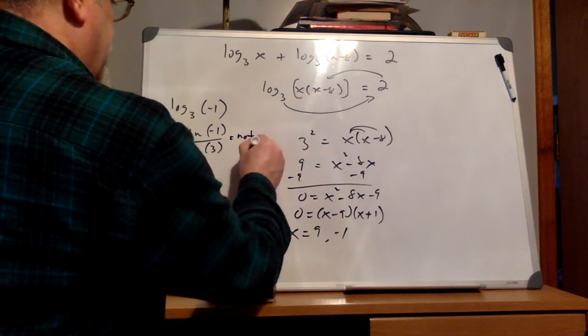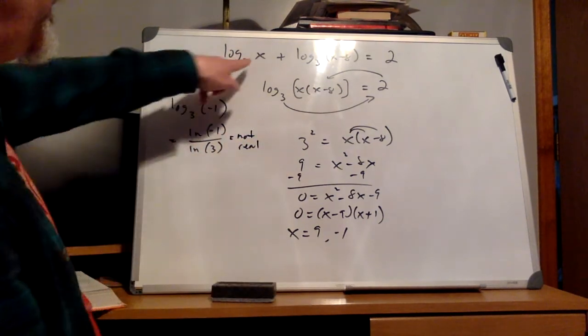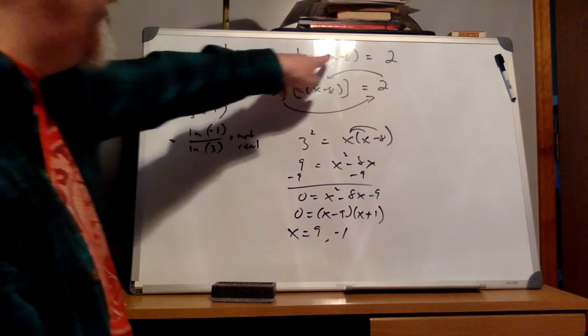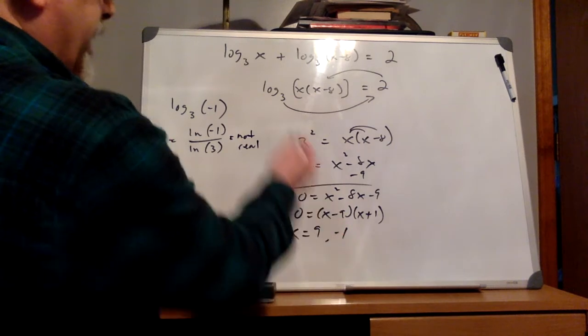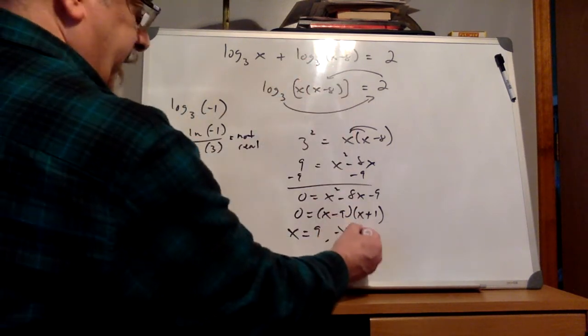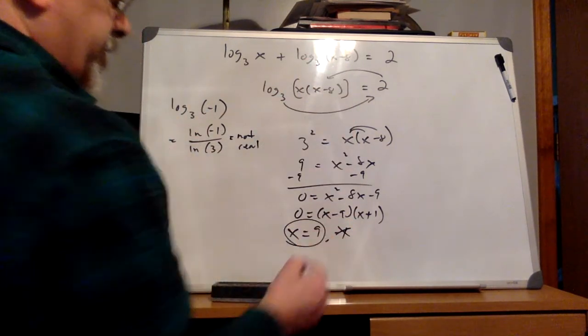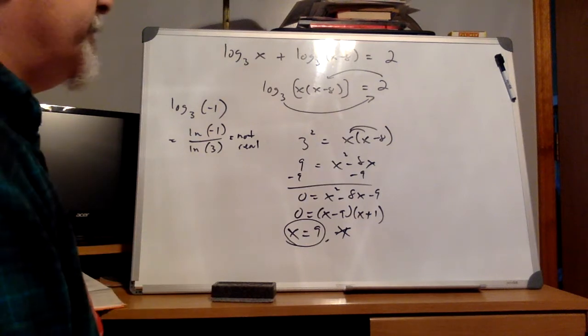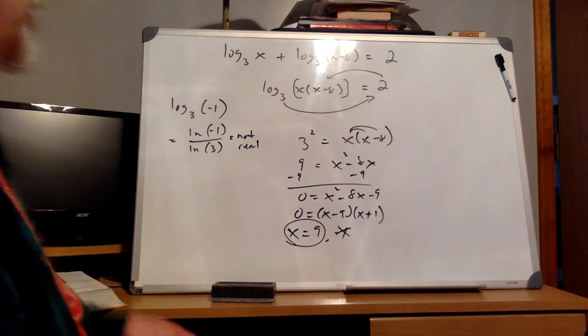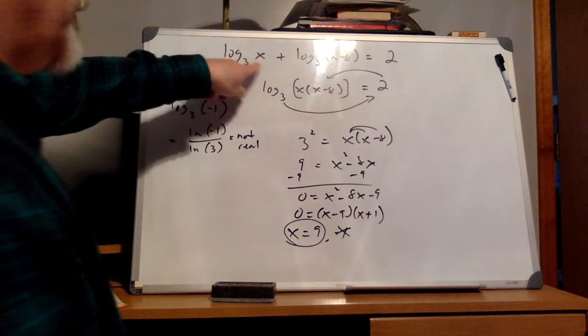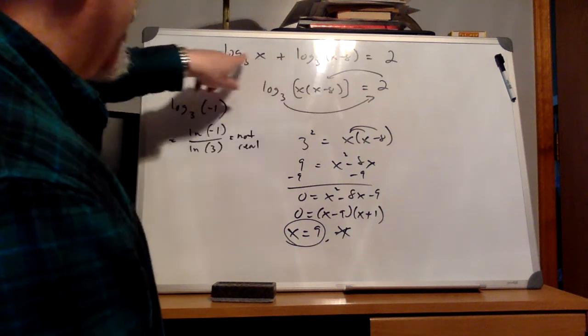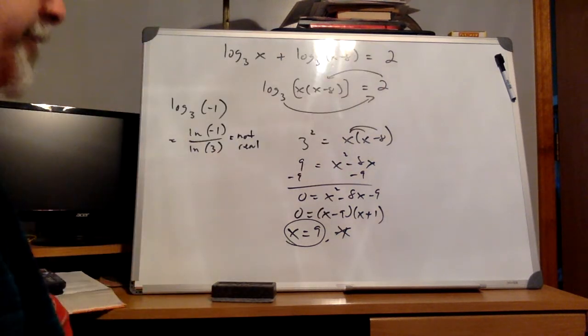Not real. So as long as these values where I have x and x minus 8 do not become negative, we can actually plug in a number. If I plug in negative 1 here or here, it becomes negative. So I can only have the value of 9 there. Okay? So basically I'm saying a base 3 log of 9, which would be 2. A base 3 log of 1 would be 0. 2 plus 0 is 2 if I check it.